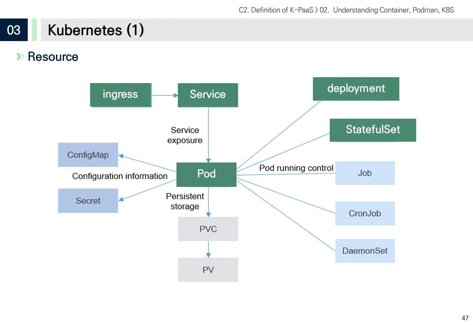Config maps store configuration information in key value pairs that your application needs. Config maps make it easy to isolate configurations and use different config maps in different environments. Secrets allow you to store and manage sensitive information, such as passwords, credentials, certificates, and private keys.